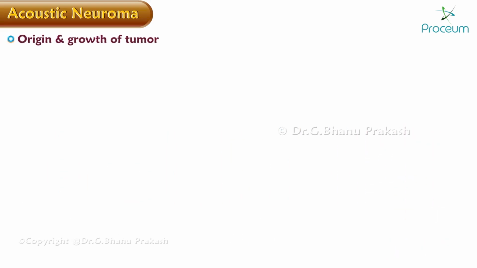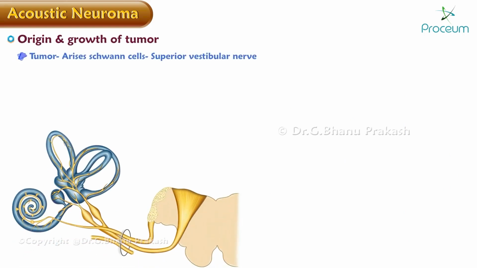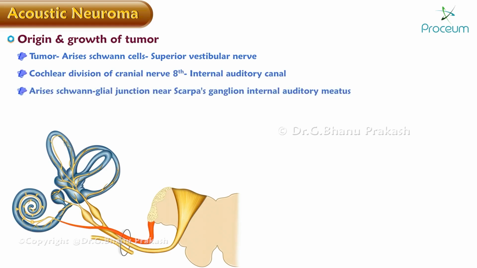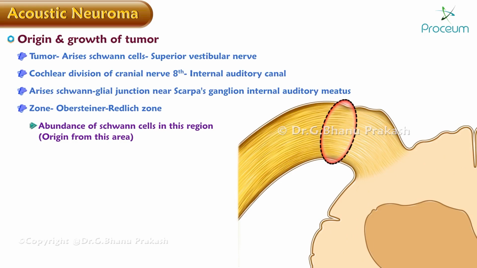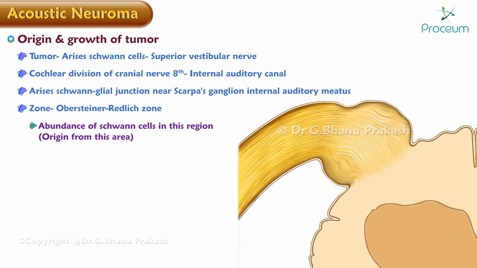Origin and growth of tumor. The tumor almost always arises from the Schwann cells of the superior vestibular nerve, but rarely from the cochlear division of cranial nerve 8 within the internal auditory canal. It arises from the Schwann-glial junction near the Scarpa's ganglion and the internal auditory meatus. This zone is termed the Obersteiner-Redlich zone. There's an abundance of Schwann cells in this region, and hence its origin from this area is more common.